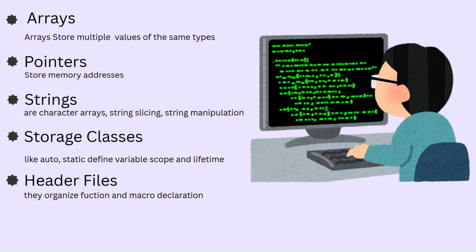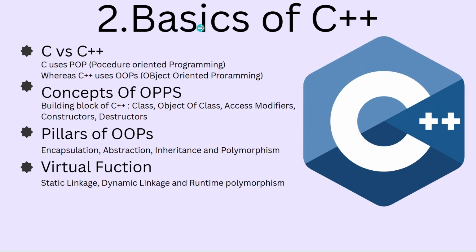Basics of C++. C and C++ are similar, but C is procedure-oriented programming and C++ is object-oriented programming. Concepts of OOPs, the building blocks of C++: class, objects of a class, access modifiers, pillars of OOPs: encapsulation, abstraction, inheritance and polymorphism, virtual function, static binding, dynamic binding, and runtime polymorphism.